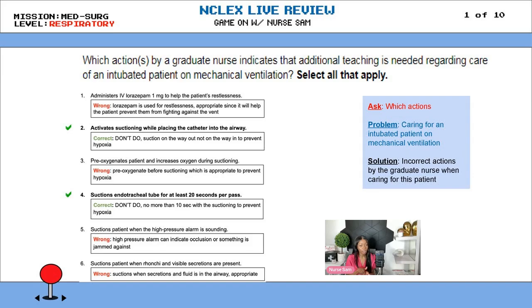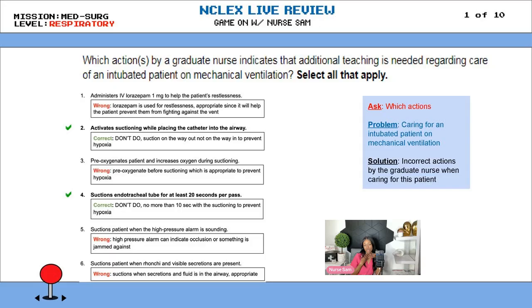5 says high pressure alarms can indicate occlusion or something jammed up against it. So that's wrong, which means it's right. And then 6 says suction when secretions and fluid is in the airway. That's appropriate. Remember rhonchi, right?